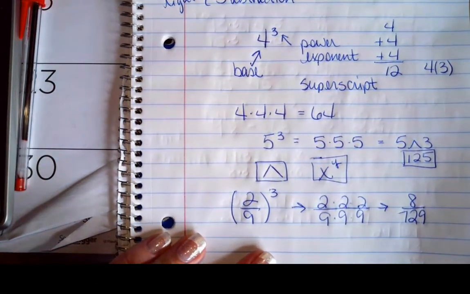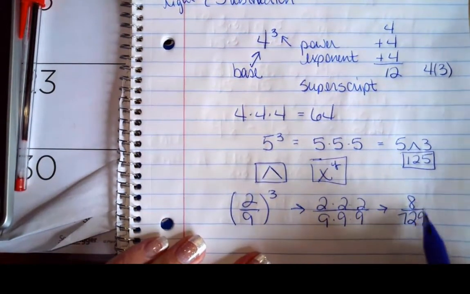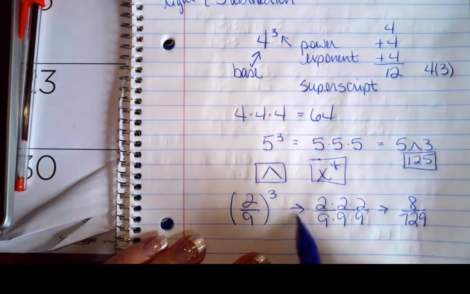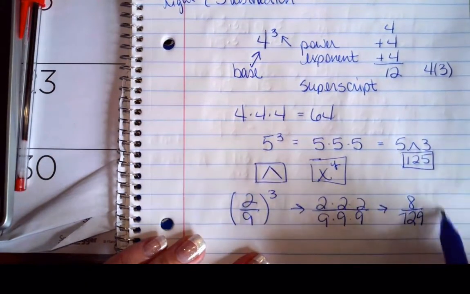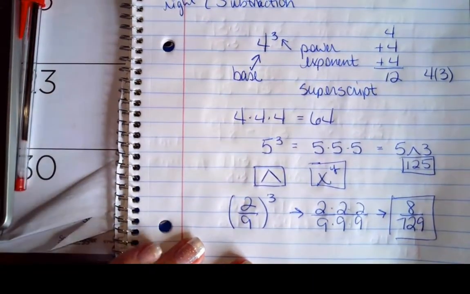Okay, I'm making sure that I don't mess that up. All right, now, do I need to reduce 8 over 729? No, because it didn't reduce over here. It's not going to reduce over here. So my answer for that is 8 over 729. So now I can do another one.